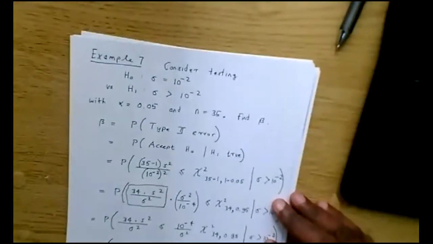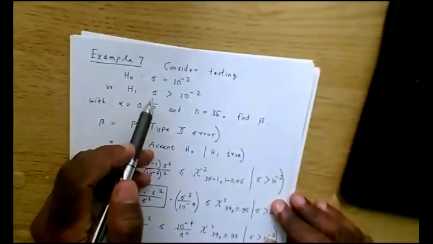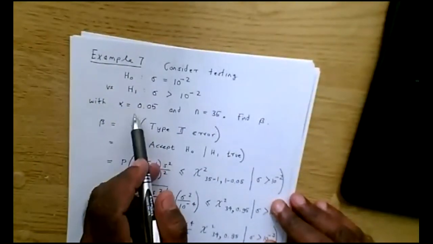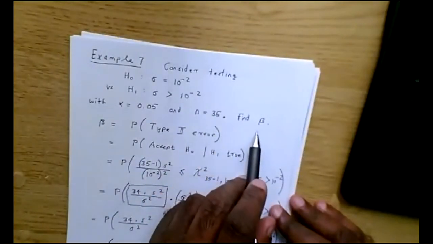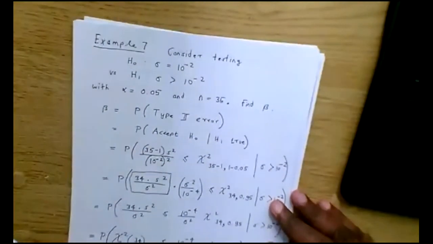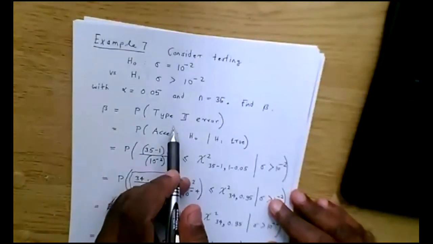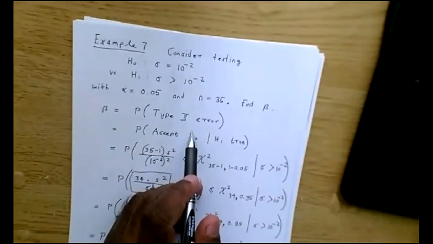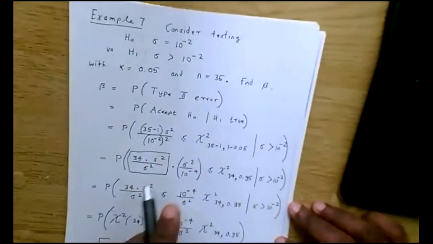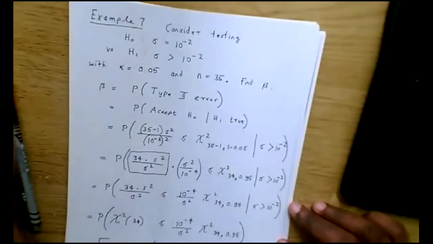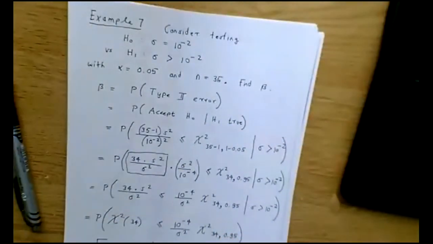This is example 7, right? So here you are testing this versus this with alpha 0.05, n equal to 35. The question is to find beta, right? So beta, remember, is the probability of type 2 error. So it's the probability of accepting when H1 is true. Now, if you look at the formula sheet I gave you in the class last week, let me show you. I think I've got it here somewhere.